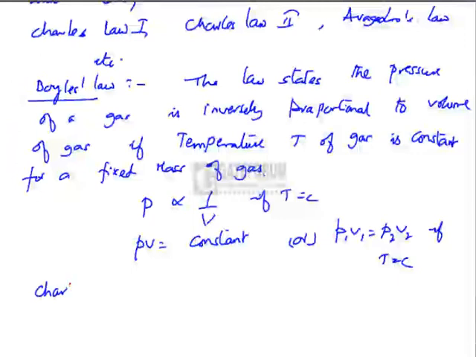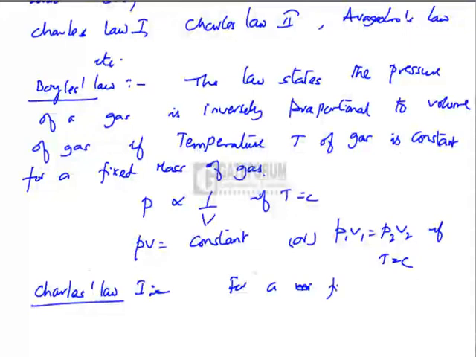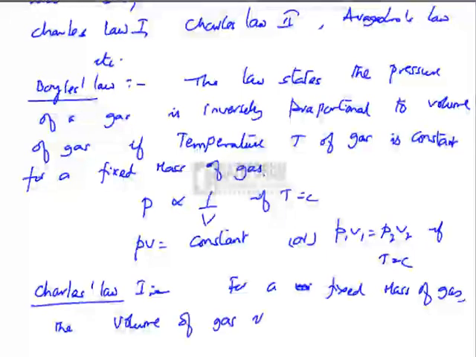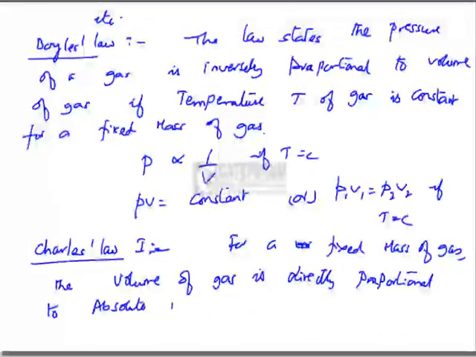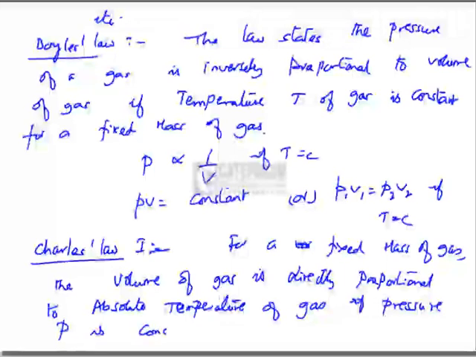Coming to the Charles law 1, which is also known as Gay-Lussac's law, for a fixed mass of gas, the volume of gas is directly proportional to absolute temperature of gas if pressure P is constant.